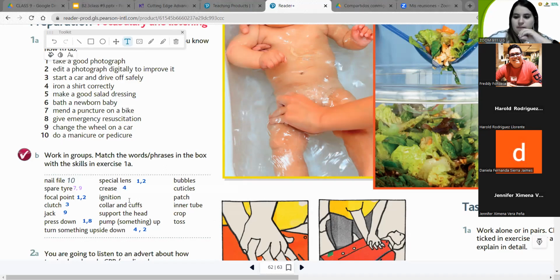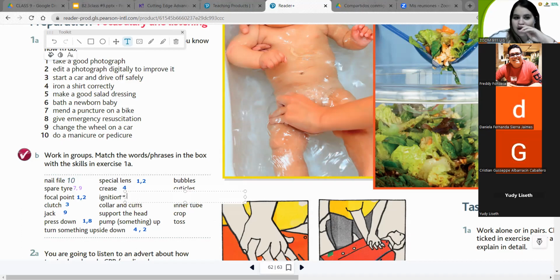Ignition. Ignition, you have to avoid it. Which one? Number 3? Number 4, you said? Yeah, ignition can happen in 4, but you don't want it, in iron a shirt correctly. O sea, you can get a t-shirt burned, ignition. So it's something you want to avoid. Of course, you want to avoid that. Yeah, for sure. So the ignition, what is the meaning of ignition?